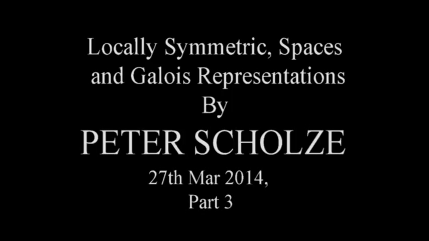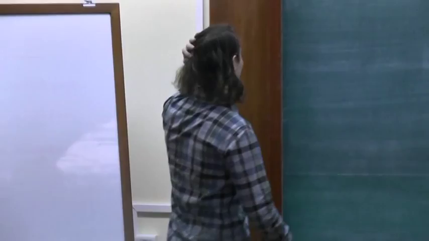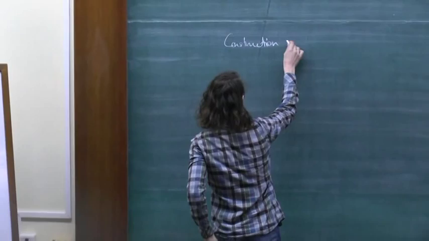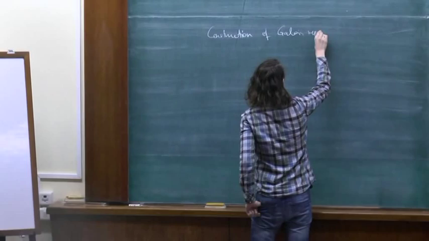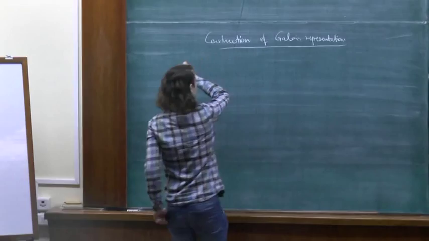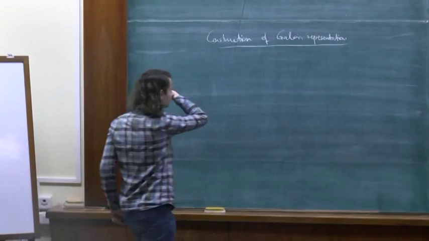Some of the real stuff starts. So I want to talk about the construction of the scalar representation. So let me outline the general strategy. And before starting, let me give a precise statement of the theorem, because it hasn't appeared so far in the lectures.